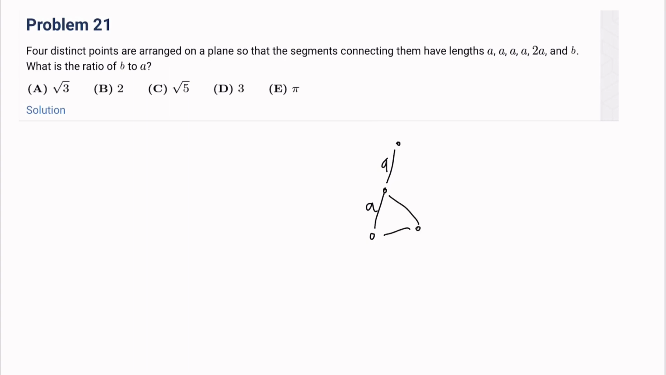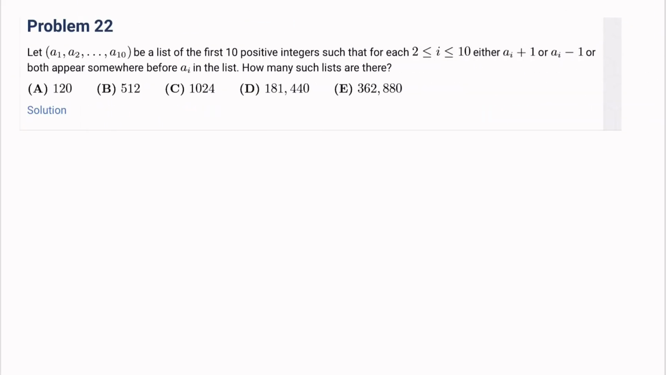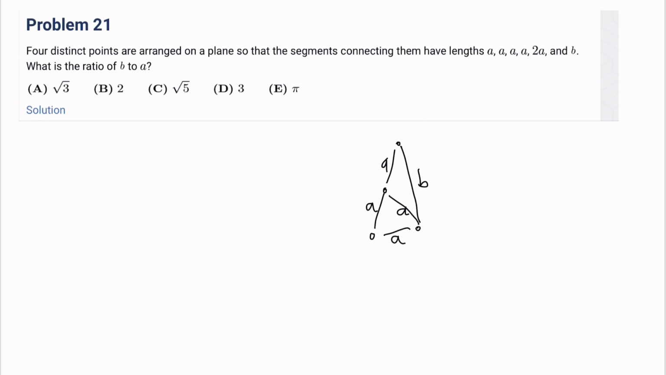Instinctively this would be the right answer, because this would be A, this would be A, and that would just give us B. It's very convenient, and it all matches up, so we can say that this is the answer we want. Since this is an equilateral triangle, this is 60 degrees, and this is 120 degrees, and since this is an isosceles triangle, this is 30 degrees, and so this is 30 degrees too. And so what is the ratio of B to A?